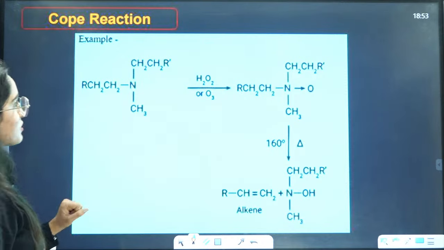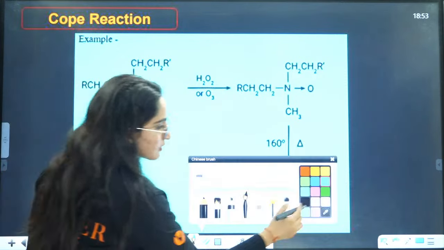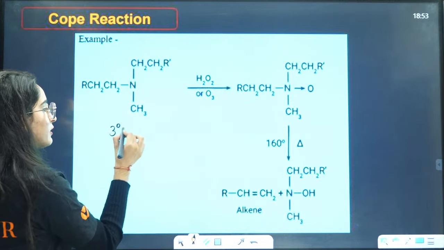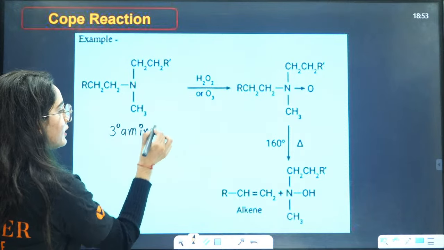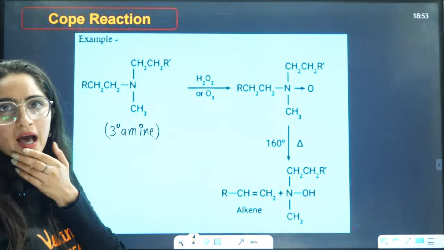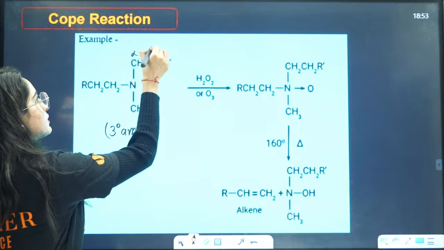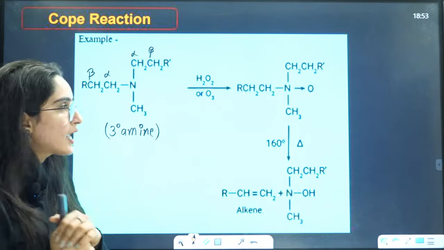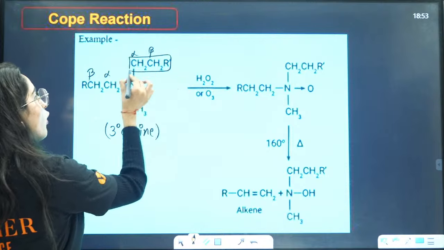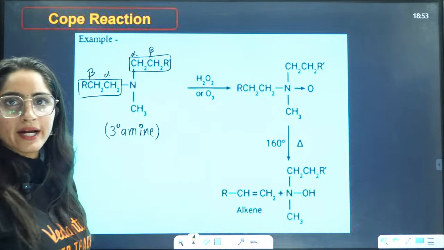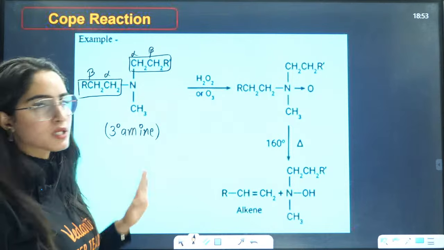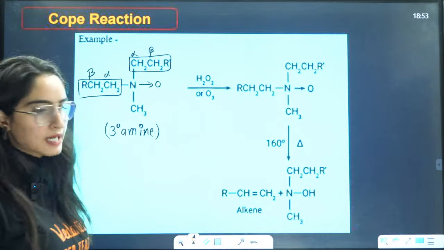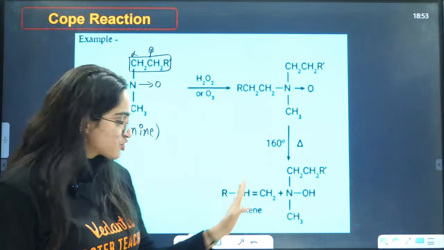For example, you have this thing. Firstly, you need to understand whether it is tertiary or not. If you talk about this nitrogen, it is linked to 3 carbons, so it is definitely a tertiary amine. What about beta hydrogen? This is alpha, this is beta, this is alpha, this is beta. But here it does not have any beta carbon on this side, so it can form alkene either to this side or to this side, not to this side. So here, when you add oxygen, it will get converted to this, a coordinate bond with oxygen.